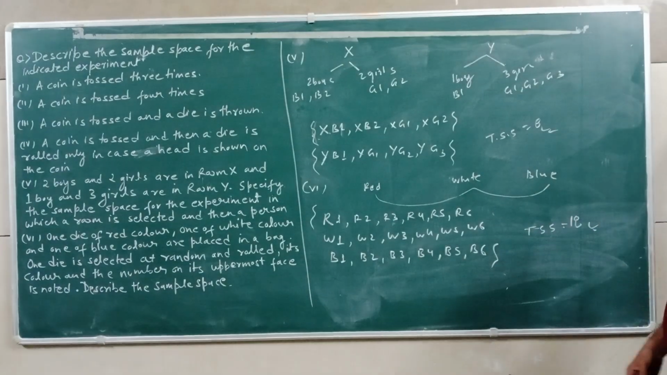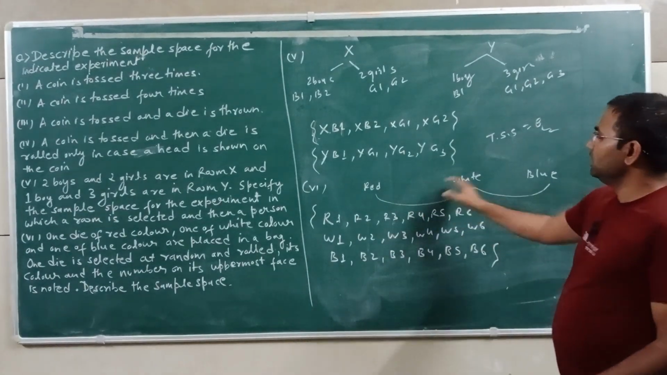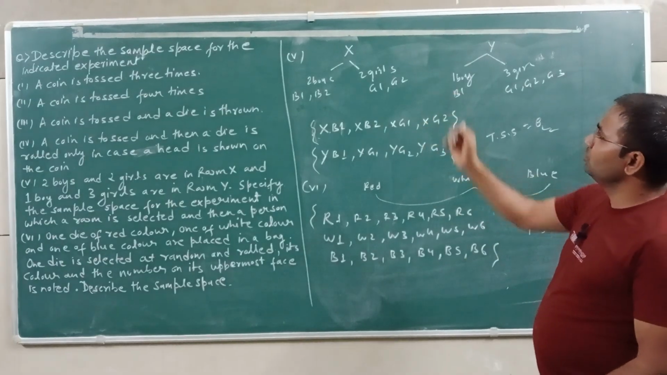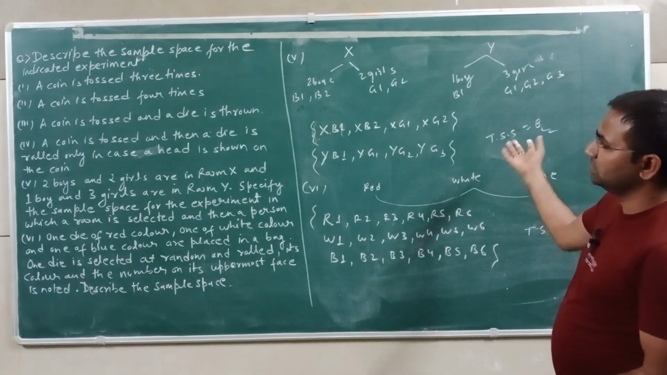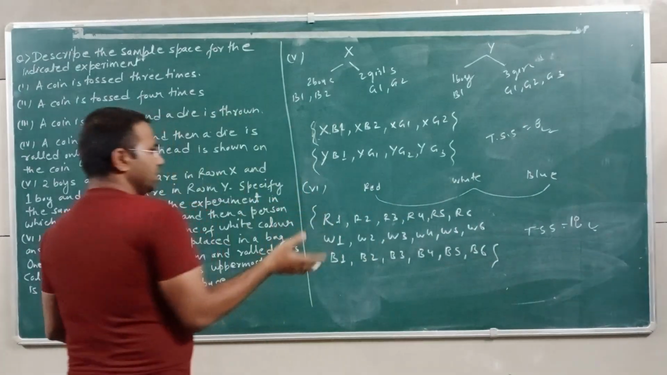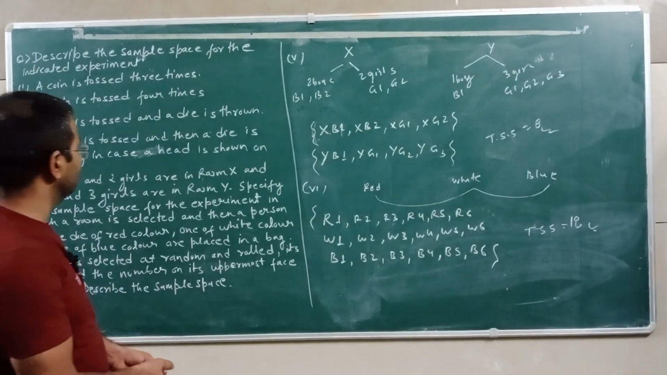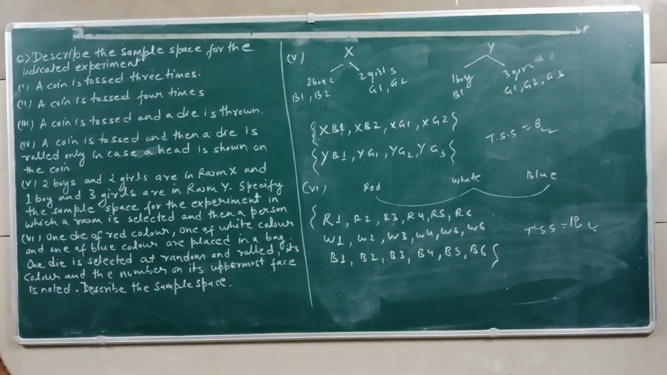So how have you calculated? Three colors are there, six numbers, 6 times 3 is 18. And here two rooms are there, and 4 in each, 2 times 4 is 8 sample space. So in this way you will write the sample space and calculate how many sample spaces there will be. I hope you have understood all the questions on how to write the sample space.